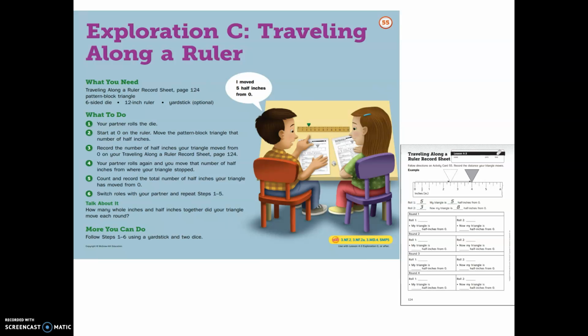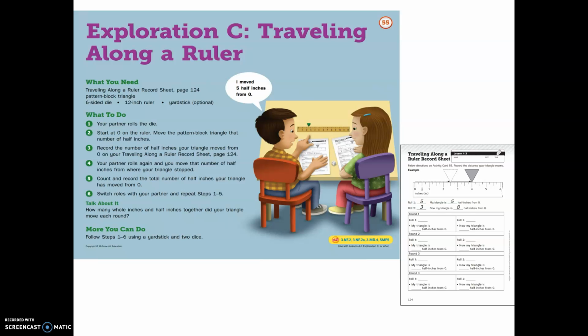And then how do you do it? You're going to need a partner. Your partner rolls the dice. You're going to start at 0 on the ruler. Move the pattern block triangle that number of half inches, not whole inches, but half inches. Remember, half inch is that long line right in the middle of the 2-inch markers. Okay? Then you're going to record the number of half inches your triangle moved from 0 on your recording sheet.